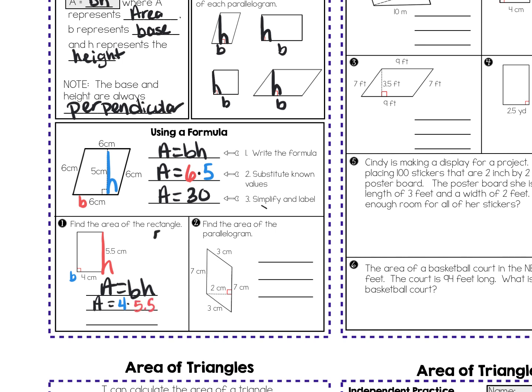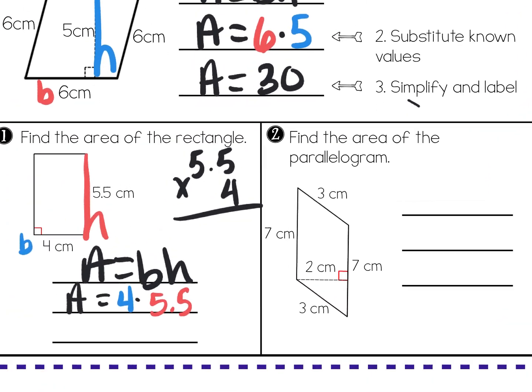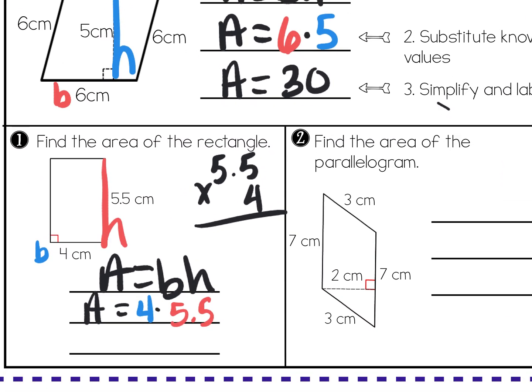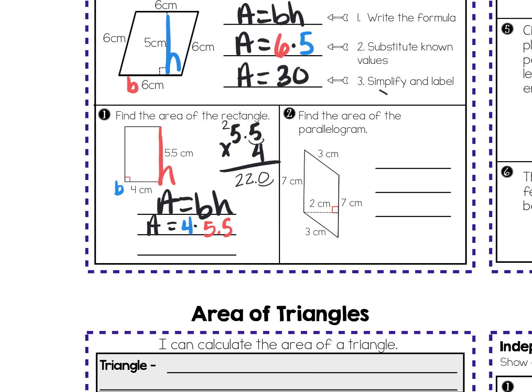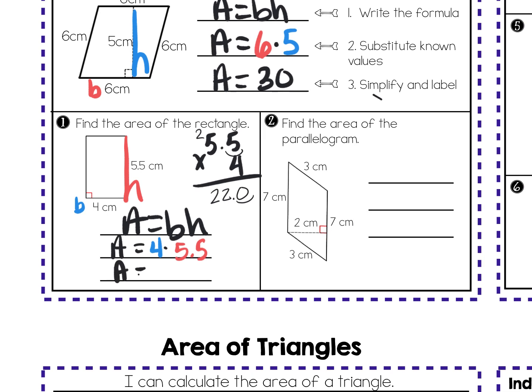Let's work that out. 5.5 times 4. Remember, you don't have to line up decimals when you're multiplying. So we have 5 times 4 is 20. 0, carry the 2. 4 times 5 is 20 plus the 2 is 22. Scoop your decimal in, it's 22. So our area is equal to 22.0, which is just 22. And then we have our unit, centimeters squared. Unit up here too.